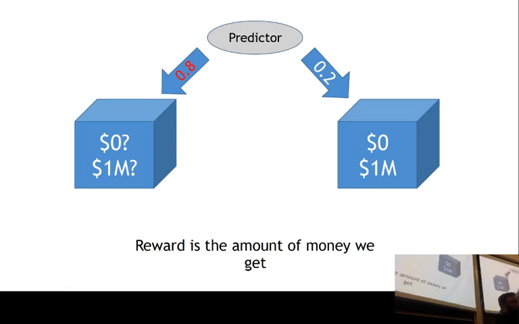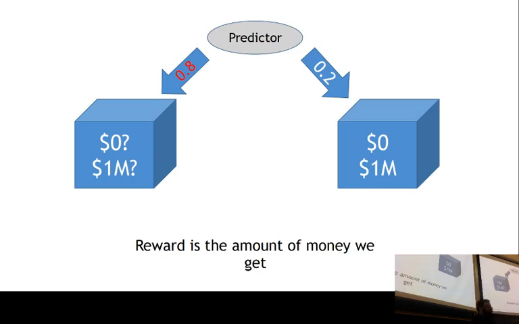Each box is a reward function, okay? And it's a very simple reward function. If we get it right, we get $1 million. If we get it wrong, we get nothing, all right? And we have the first predictor that gets it right 80% of the time, okay? The second reward function is the same. It gives us 1 million if we get it right, 0 if we get it wrong. And we have another predictor, h2, that gets it correct 20% of the time, right?